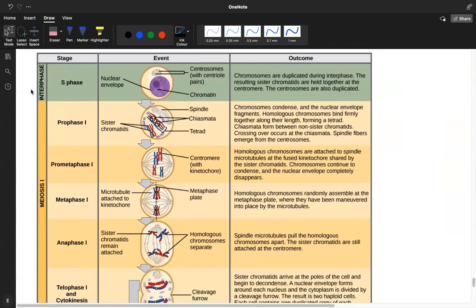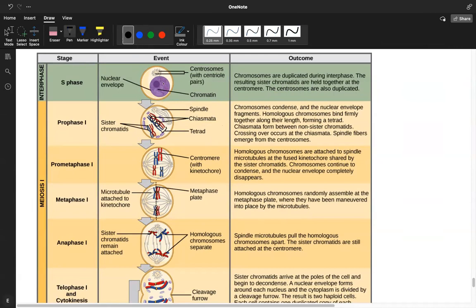S phase. Chromosomes are duplicated during interphase. The resulting sister chromatids are held together at the centromere. The centrosomes are also duplicated. Sorry, centrosomes. Centromeres are present on chromosomes. Centrosomes are present in the cytoplasm. Yes, if you make this mistake, be careful.